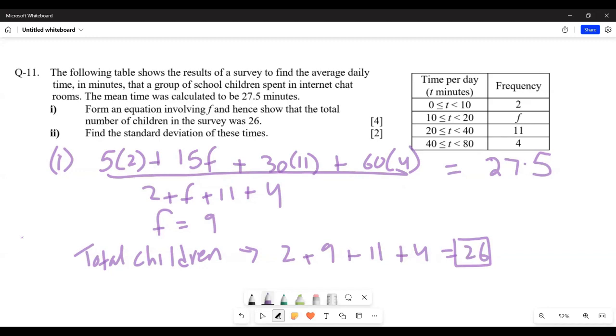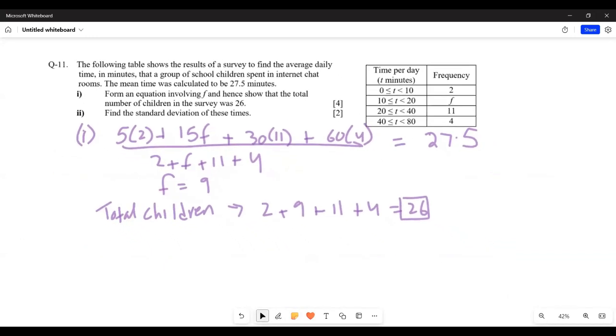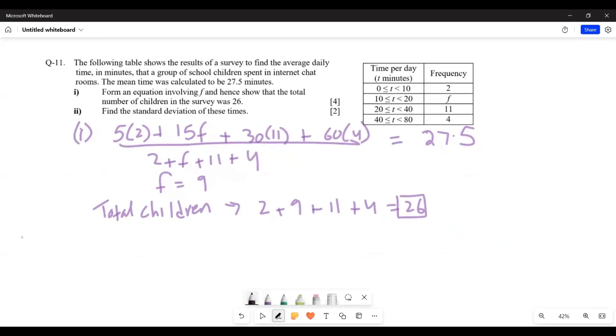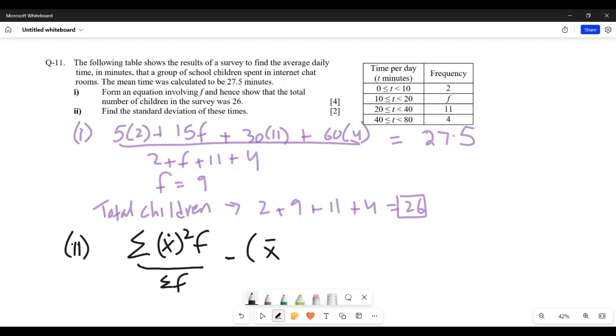Find the standard deviation of time. So the standard deviation formula is, since it's grouped data, summation x squared, but instead of x, you take the mid value. So the mid value squared times frequency upon summation frequency, minus mean squared, and since it's standard deviation, we have to square root it.